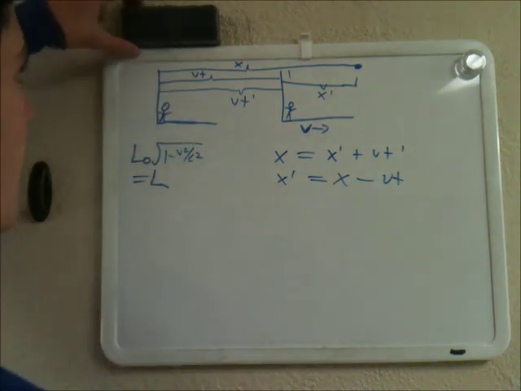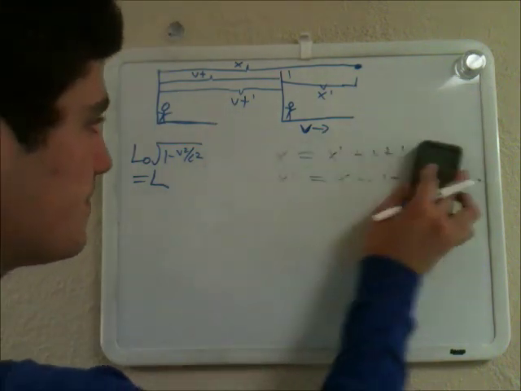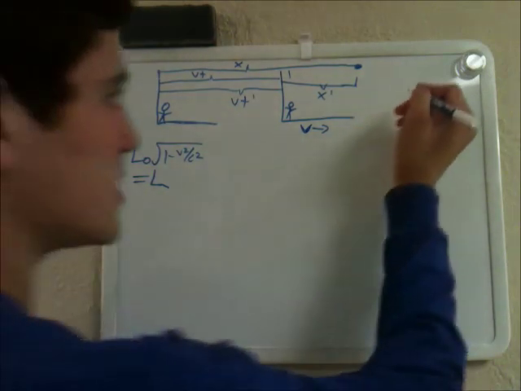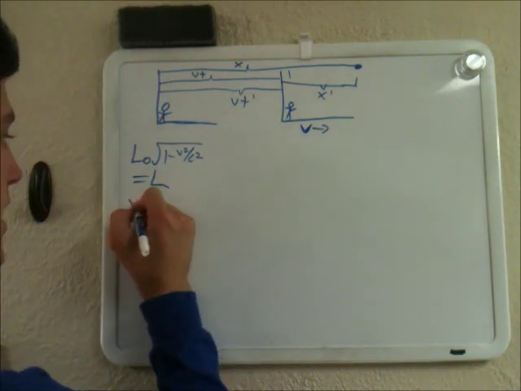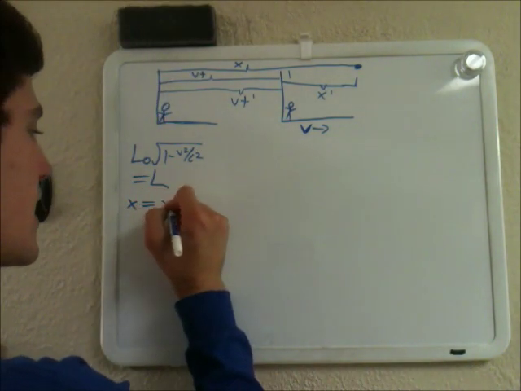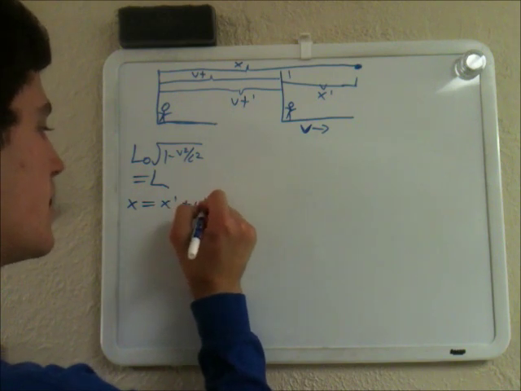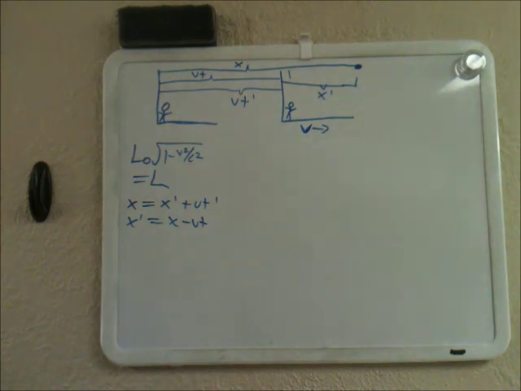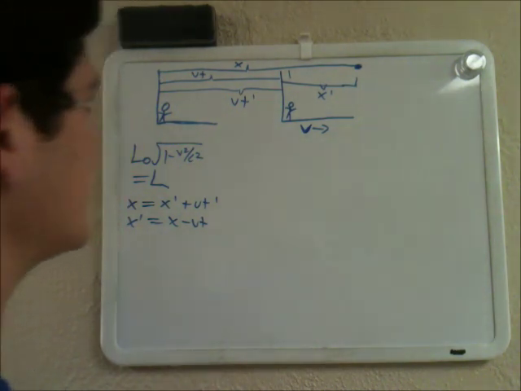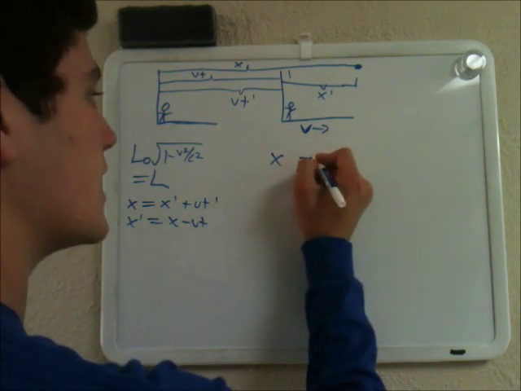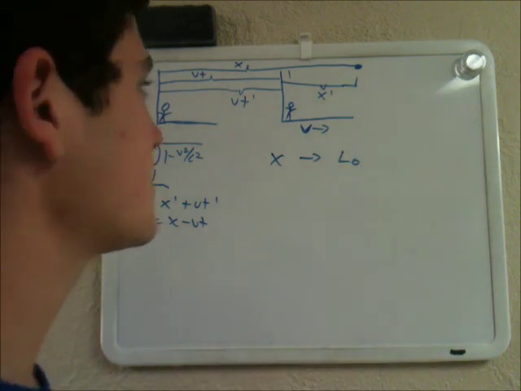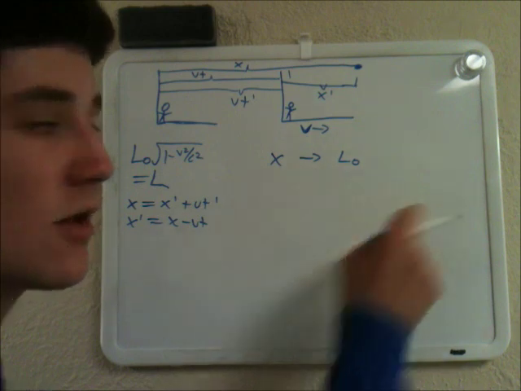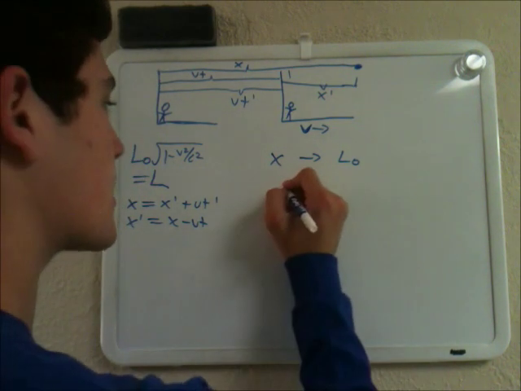Okay. Now for the relativistic part. Just keep those equations in your mind. I'll write them down here. So we say x equals x prime plus vt prime, and x prime equals x minus vt. Okay? So, let's say that this distance x, the real distance from the origin to the event, is L naught, right? So let's plug that into the equation.